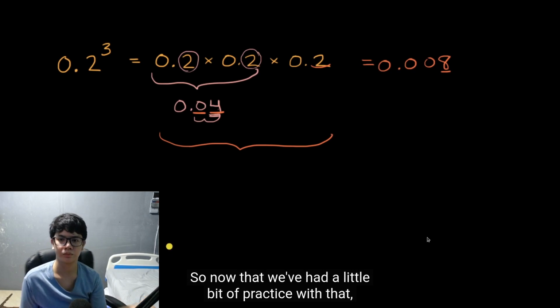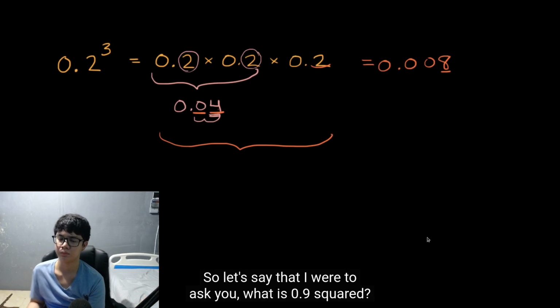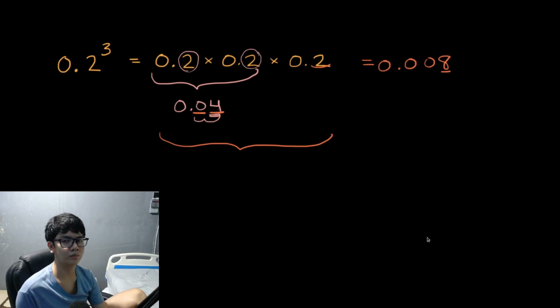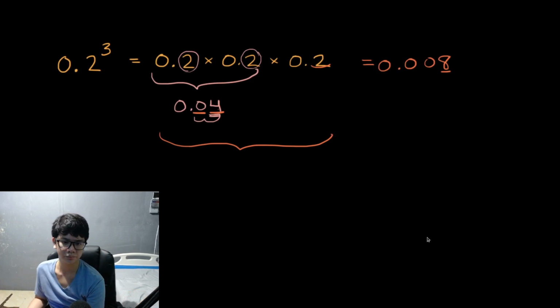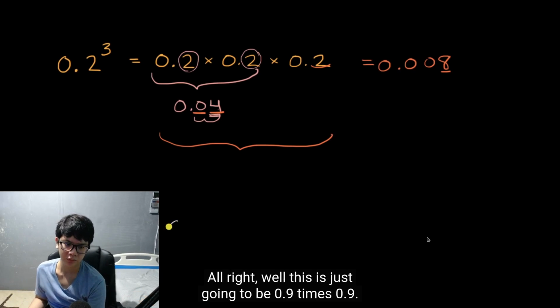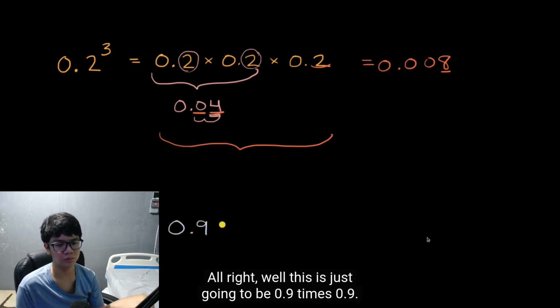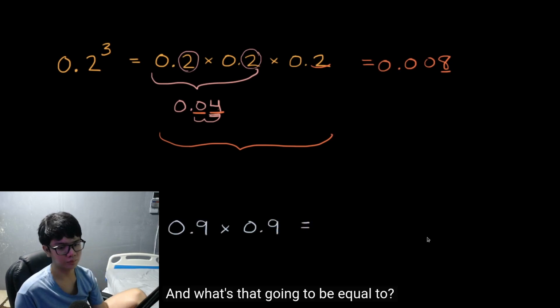So now that we've had a little bit of practice with that, let's do another example. So let's say that I were to ask you, what is 0.9 squared? Pause this video and see if you can figure that out. All right, well, this is just going to be 0.9 times 0.9. And what's that going to be equal to?